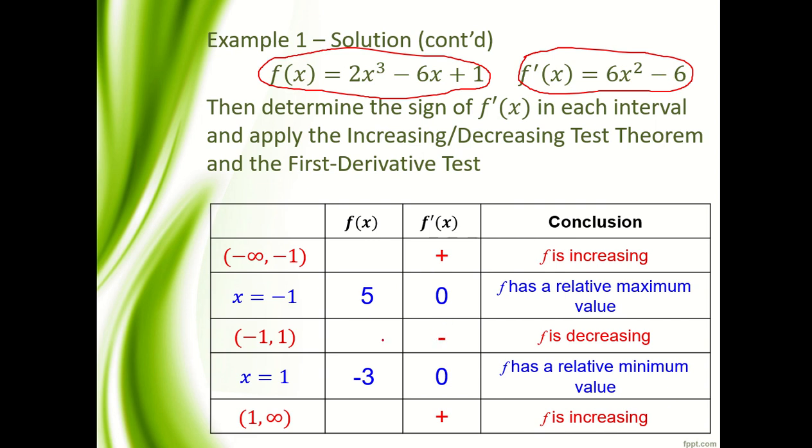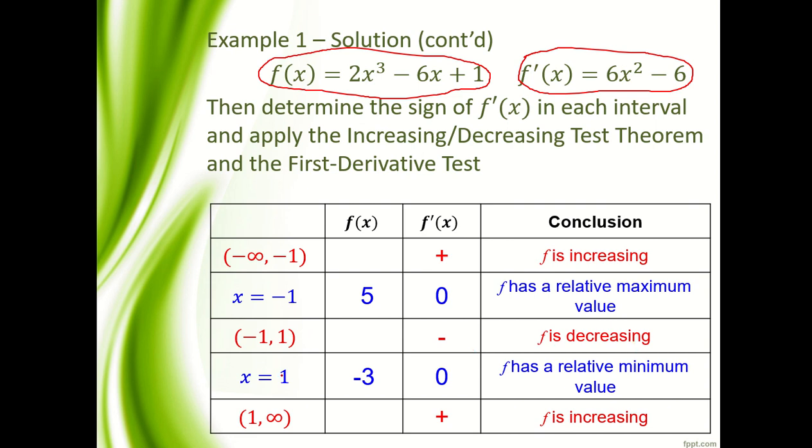Or you can substitute any values within this interval. So that is always negative. Therefore, if this is negative, f prime of x is negative. So we can say that within this interval, negative 1 and 1, f is decreasing.